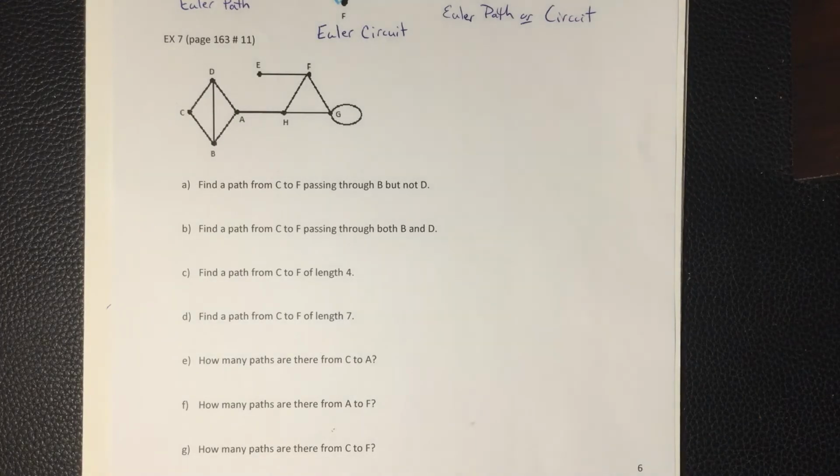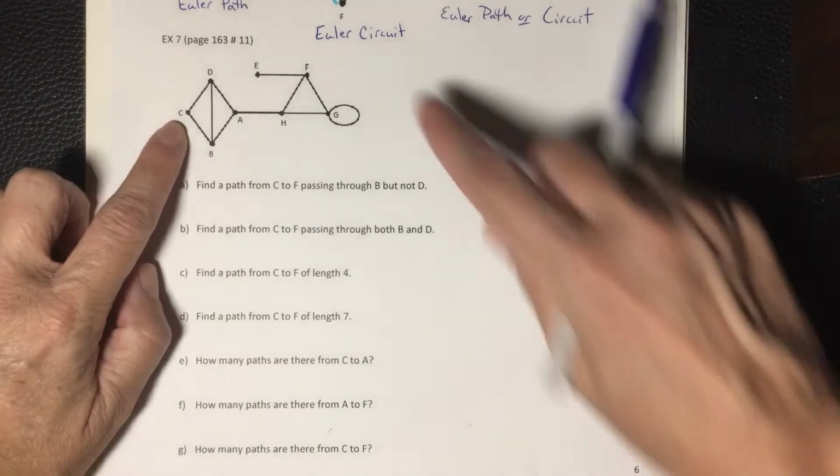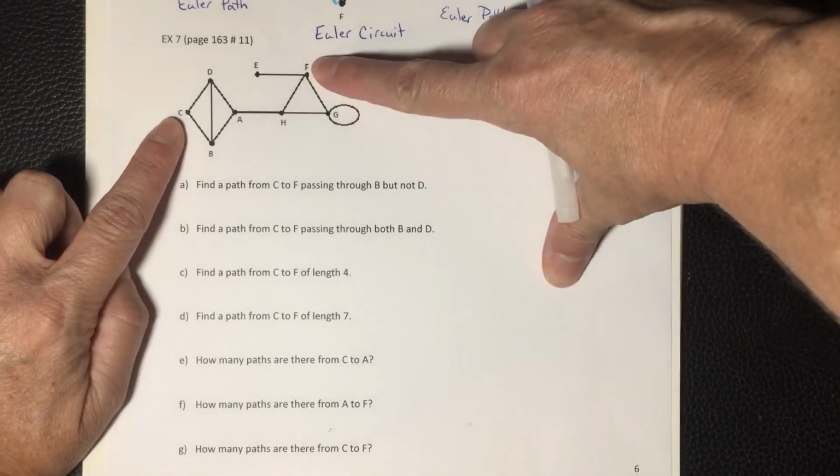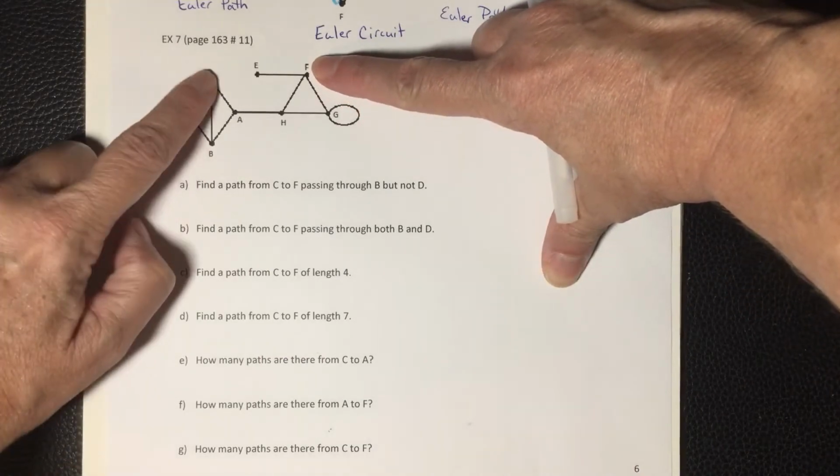All right, here we are in 5.2. We are down to example 7. So we're going to be looking at this graph for all of these questions. The first thing we are asked is to find a path from C to F. So we want to start here and end here. We want to go through B, but we don't want to go through D.